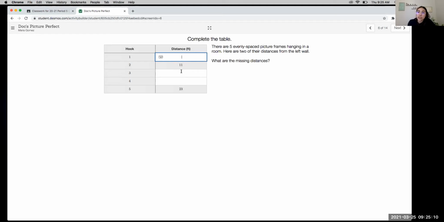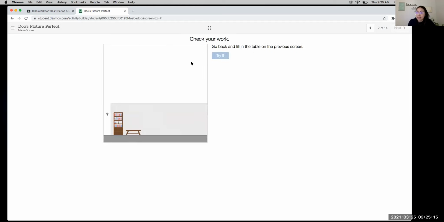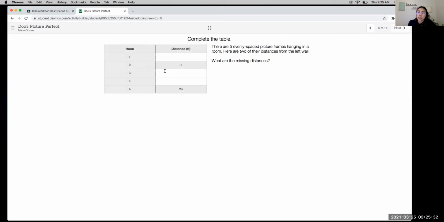So in here, you're going to try to fill in this table. And what you're going to do is go on over to slide 7 when your table is complete, and you're going to click on try it. Once you click try it, it should show you how these hooks are placed depending on your table. And if they fall off, then that's a good indication that you probably have to go back to your table and try some other numbers. So we're stepping up the level here, getting a little more difficult, but you guys know the goal is equally spaced or evenly spaced between all of these.